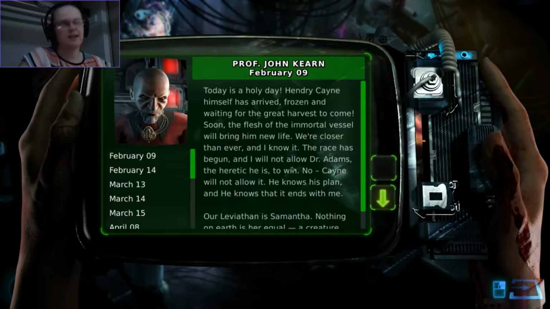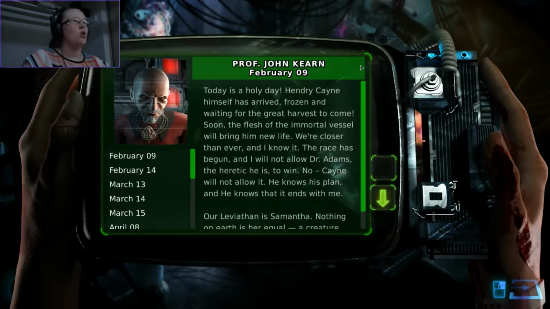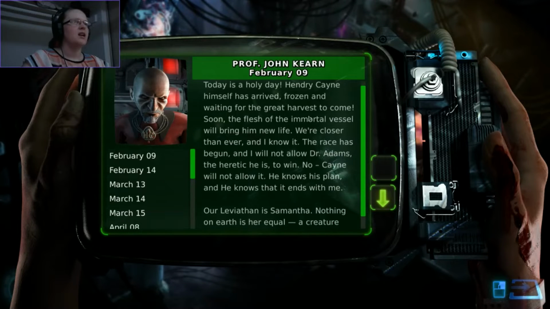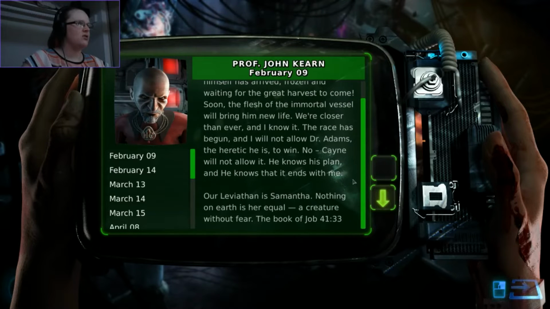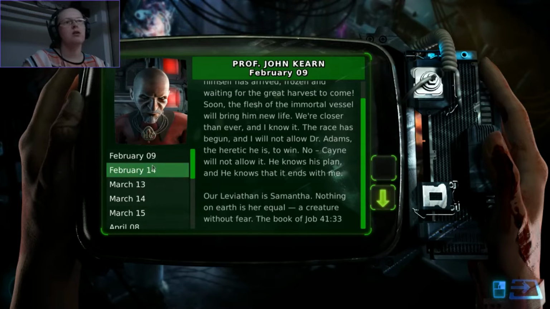Interesting. We shall read. February 9th. Today is a holy day. Henry Cayne himself has arrived, frozen and waiting for the great harvest to come. Soon the flesh of the immortal vessel will bring him to new life. We are closer than ever, and I know it. The race has begun, and I will not allow Dr. Adams, the heretic he is, to win. No, Cayne will not allow it. He knows his plan, and he knows that it ends with me. Our Leviathan is Samantha. Nothing on earth is her equal. A creature without fear. The Book of Job, 41:33.